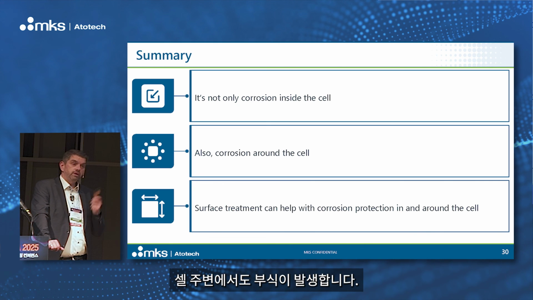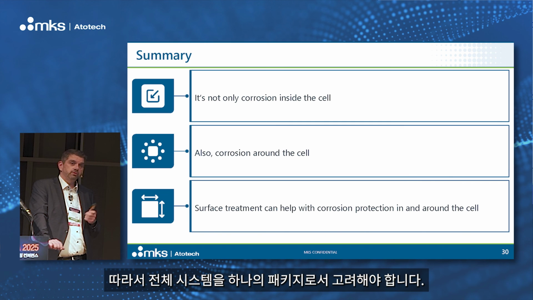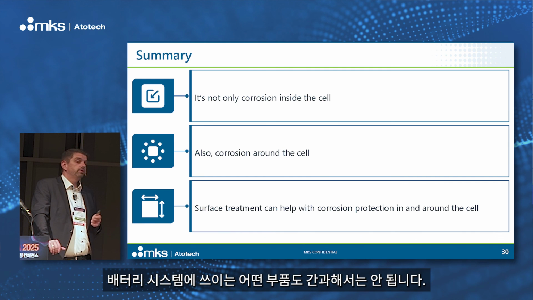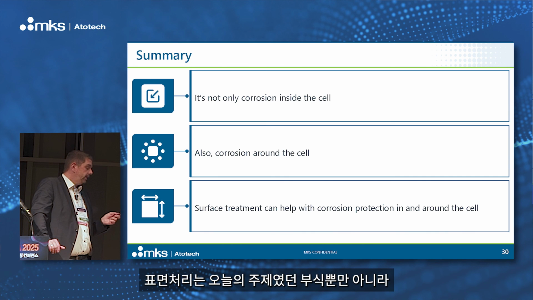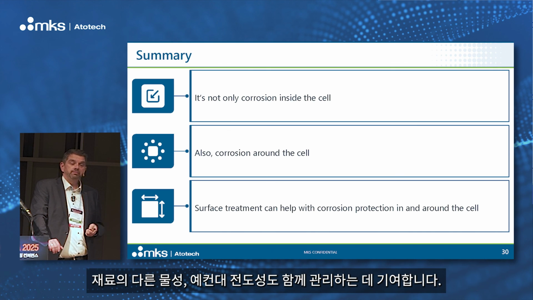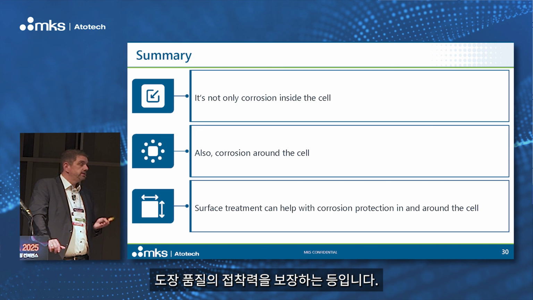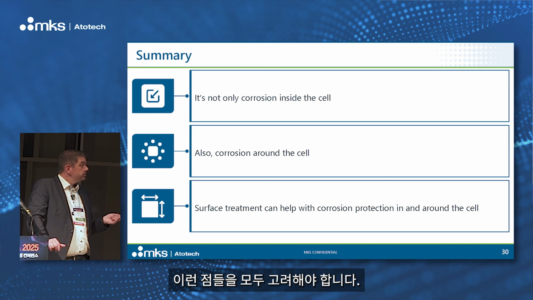There's also corrosion around the cell, so we need to think about the whole system as a package, and we shouldn't ignore any of the parts we use in these battery systems. Surface treatment can help to deal not only with corrosion, which was the topic, but also with other properties of the materials: conductivity, for example, ensuring quality, paint adhesion, and so on. So this is what we need to consider.